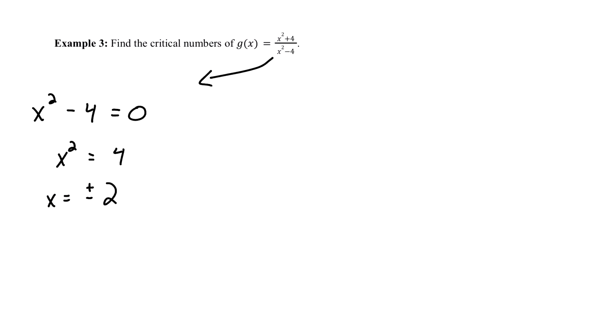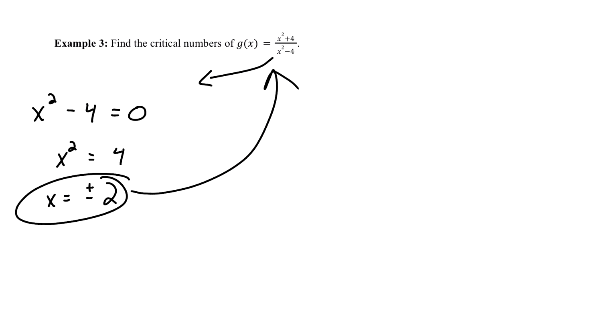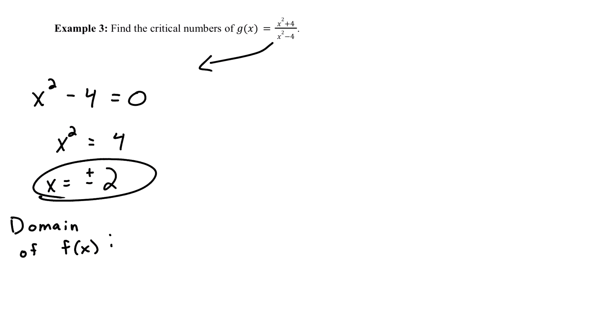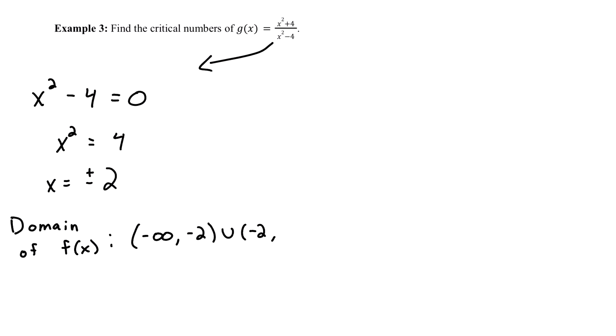We end up with a positive 2 and a negative 2, which means if we were to take x equals positive or negative 2 and plug that back into our function, we would end up with 0 in our denominator, and we can't divide by 0. So that means that plus and minus 2 cannot be included in my domain. Those are not a part of my domain. So when I think about the domain, I need to exclude those numbers. It's everything except for positive 2 and negative 2. So the domain is negative infinity to negative 2, negative 2 to positive 2, and positive 2 to positive infinity.